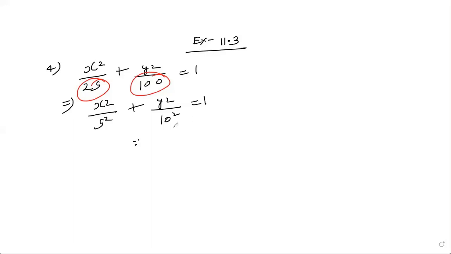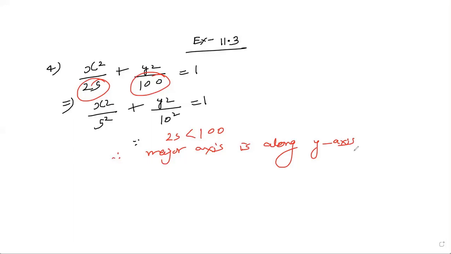So what we'll say here is that since 25 is less than 100, that means it is the second case, so major axis will be along the y-axis. That we'll first say. Now, they're also asking the foci, vertices, length of major and minor axis, eccentricity, and the length of latus rectum. So all of these we are going to find one by one.